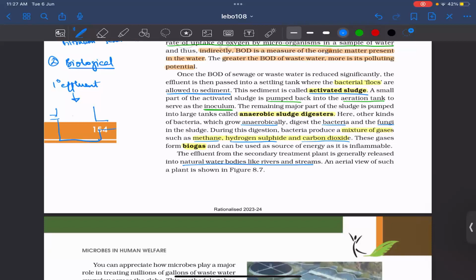Here flocs are present. These are flocs. So after the digestion, this is the aeration tank. From here, the activated sludge is taken out, which is settled at the bottom.